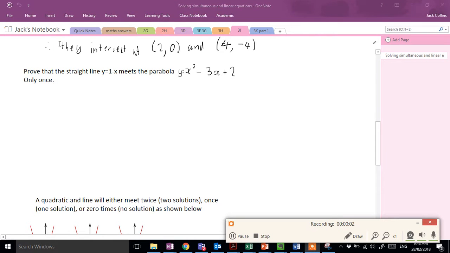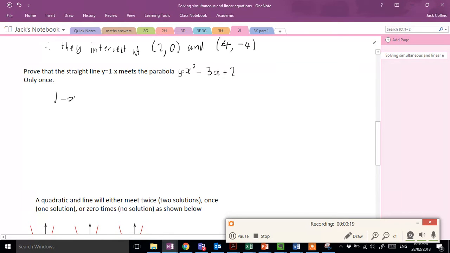Alright guys, so we'll just carry on with this example here. Hope you've had a crack at it in between videos. So prove that the straight line y equals 1 minus x touches the parabola y equals x squared minus 3x plus 2 only once. Once again, you'd use substitution.